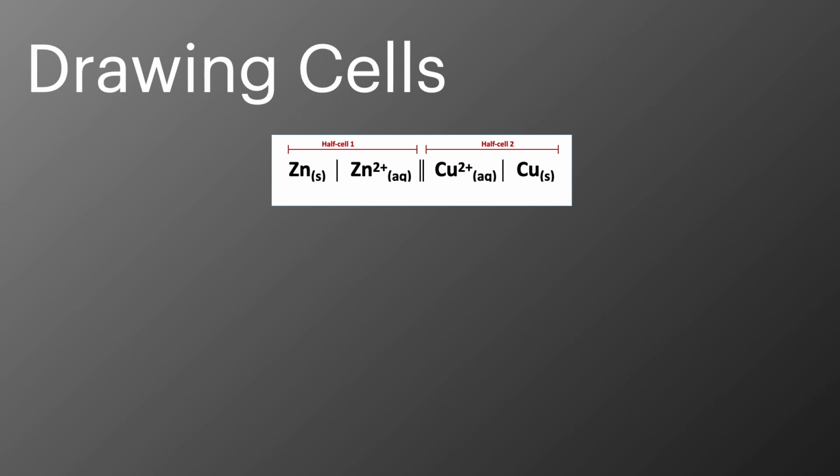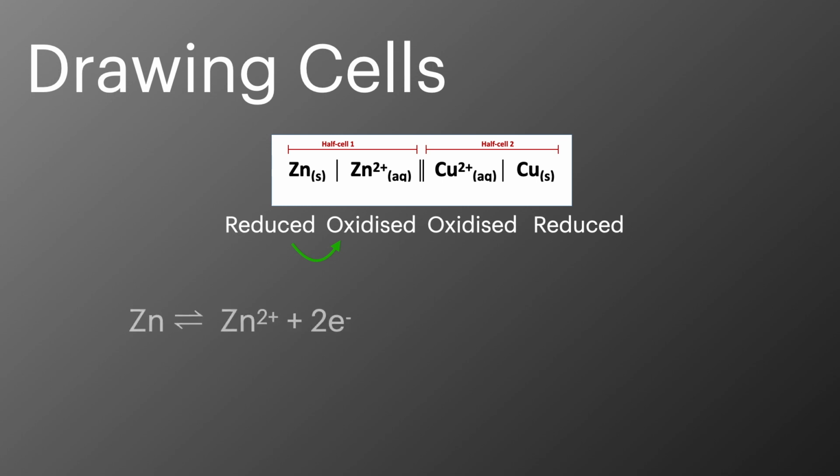Once we've got our drawn cell, we can of course reverse the process and turn it back into 2 half equations. To do this, we need to remember the order in which we wrote them. We've got our reduced, oxidized, oxidized and reduced forms, and we'll start off by looking at the zinc. The zinc goes from a reduced form to an oxidized form, so we can write it out here as Zn becoming Zn2+ plus 2 electrons, because remember, it's been oxidized and oxidation is loss. On the next one, looking at our copper, we go from our oxidized form to our reduced form. So this has been reduced, and we can write that out as Cu2+ plus 2 electrons makes copper solid, because remember, it's reduction, and reduction is gain.